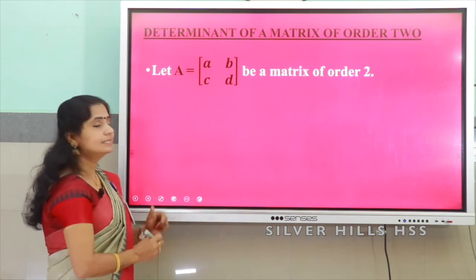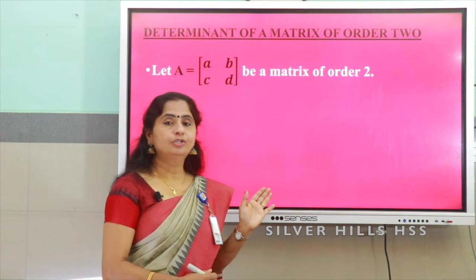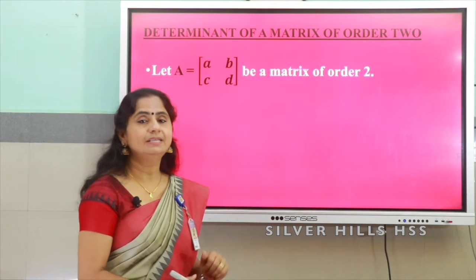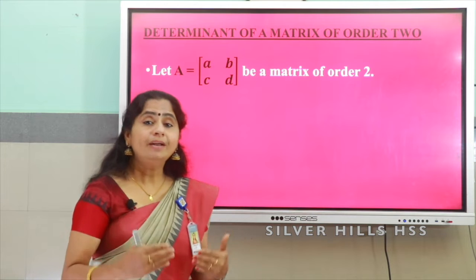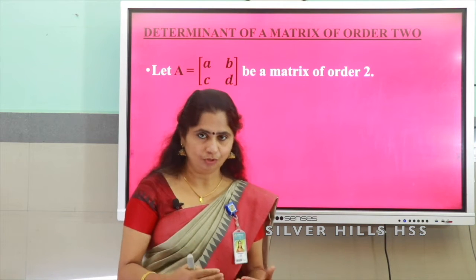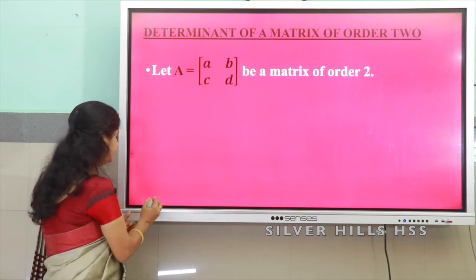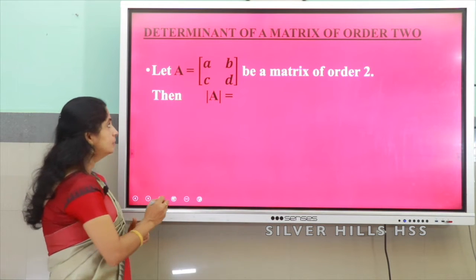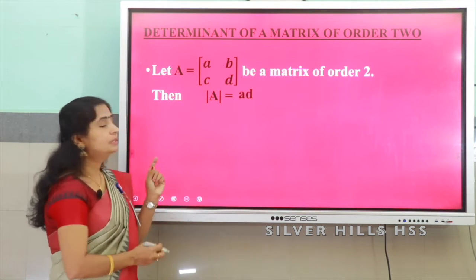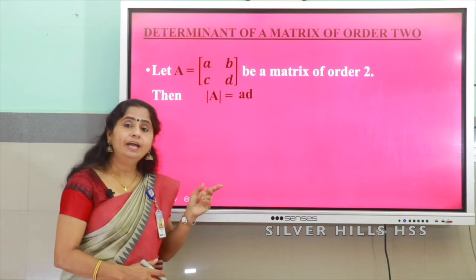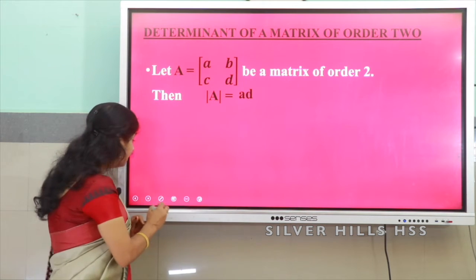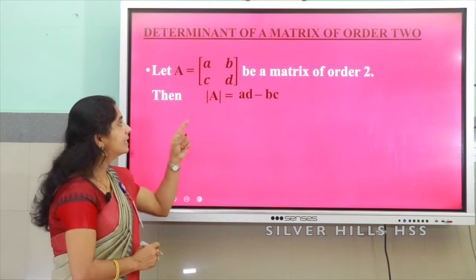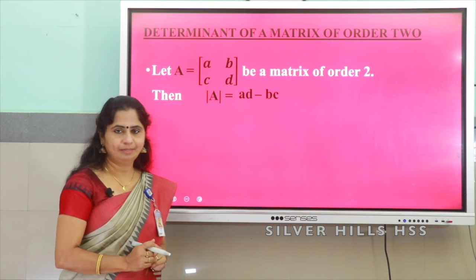Let us consider a matrix of order 2, the matrix a, b, c, d. How can we find the determinant of order 2? The determinant of A is equal to the first element into its diagonal element, a into d, minus the second element into its diagonal element.